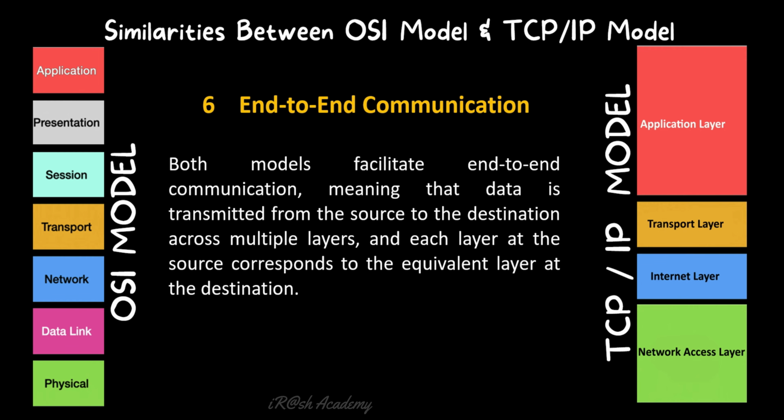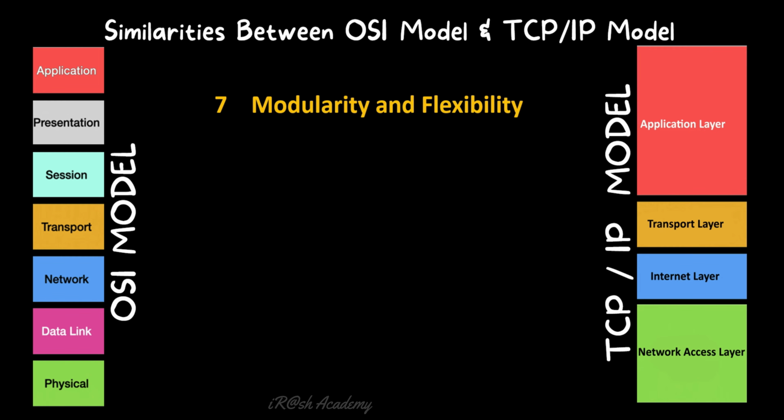And each layer at the source corresponds to the equivalent layer at the destination. For example, the network layer at the source side corresponds to the network layer at the receiving side. Data link is also the same, physical layer also the same. So in this way, all the layers at the source correspond to the equivalent layers at the destination while receiving the data.